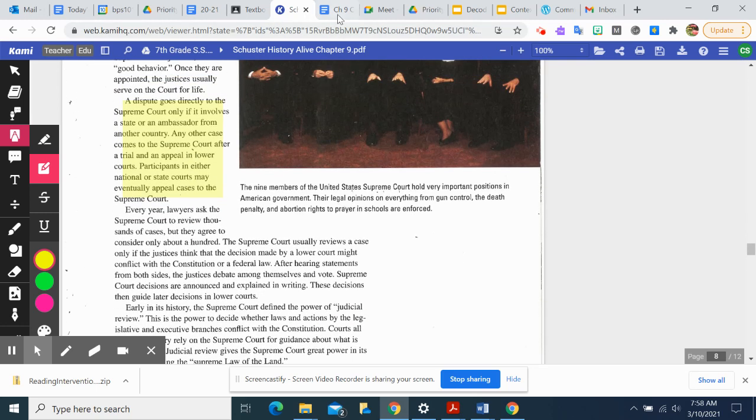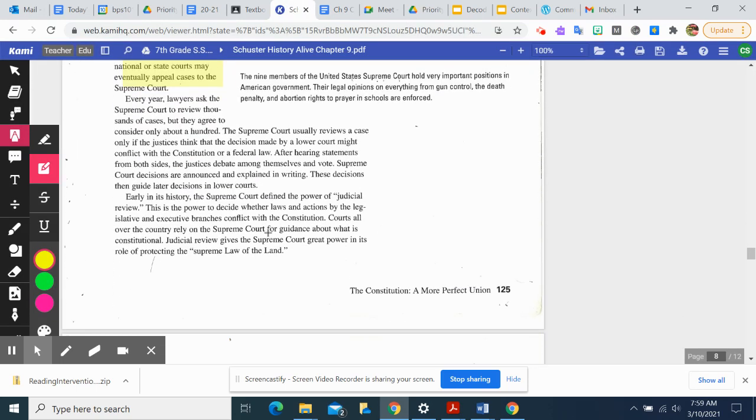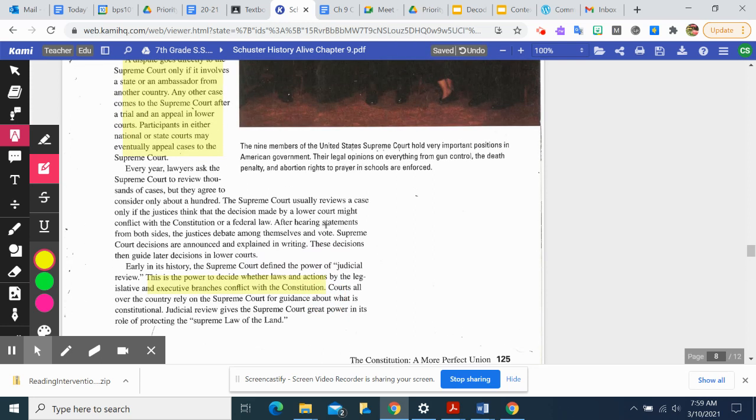What was the other question? Judicial review. What is meant by the term judicial review? So judicial review, this is the power to decide whether laws and actions by the legislative and executive branches conflict with the Constitution. Laws and actions by the legislative and executive branches conflict with the Constitution. Just so you know. Okay, hopefully that is helpful to you.